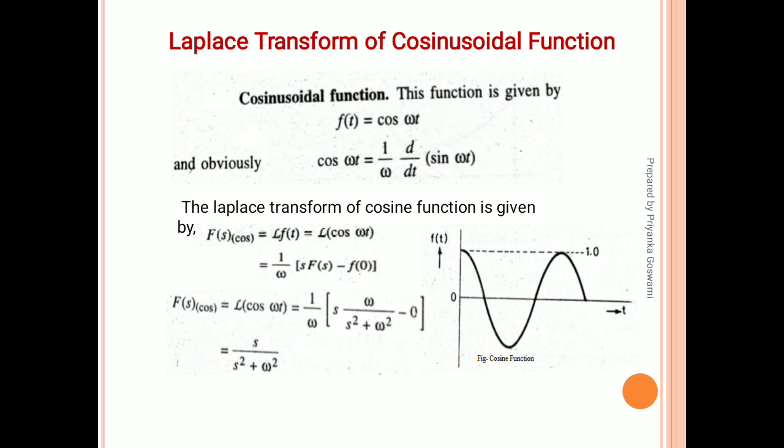So, when f(t) equals cos omega t, we can say F(s) equals L of cos omega t equals s by s square plus omega square.